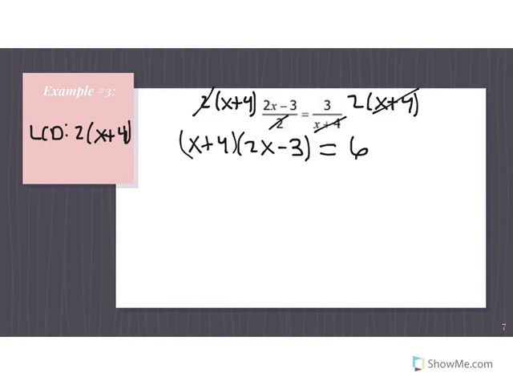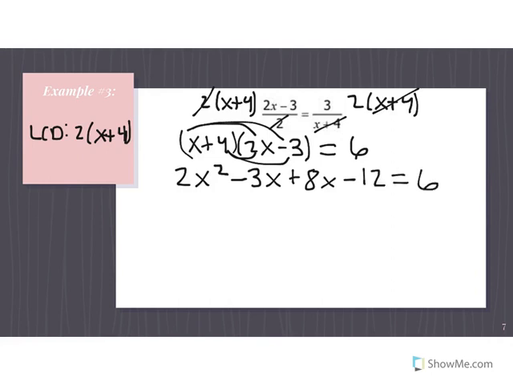Okay, so now I'm going to go ahead and distribute all this. So x times 2x is a 2x squared. X times a negative 3 is a negative 3x. 4 times 2x is an 8x. And 4 times a negative 3 is a negative 12. That is all equal to 6. Now I'm going to go ahead and combine like terms. The only terms I can combine are these right here. So now I have a 2x squared plus 5x minus 12 equals 6. Okay, awesome.